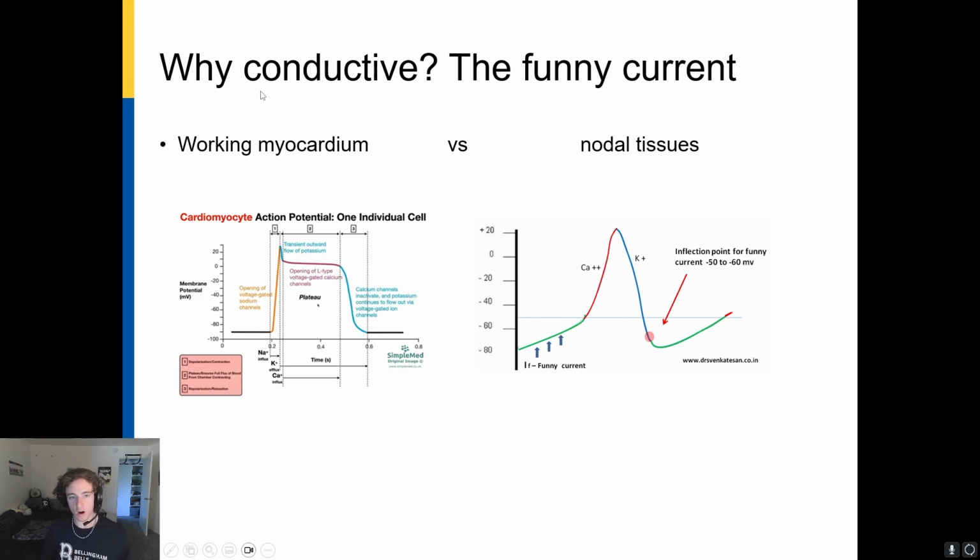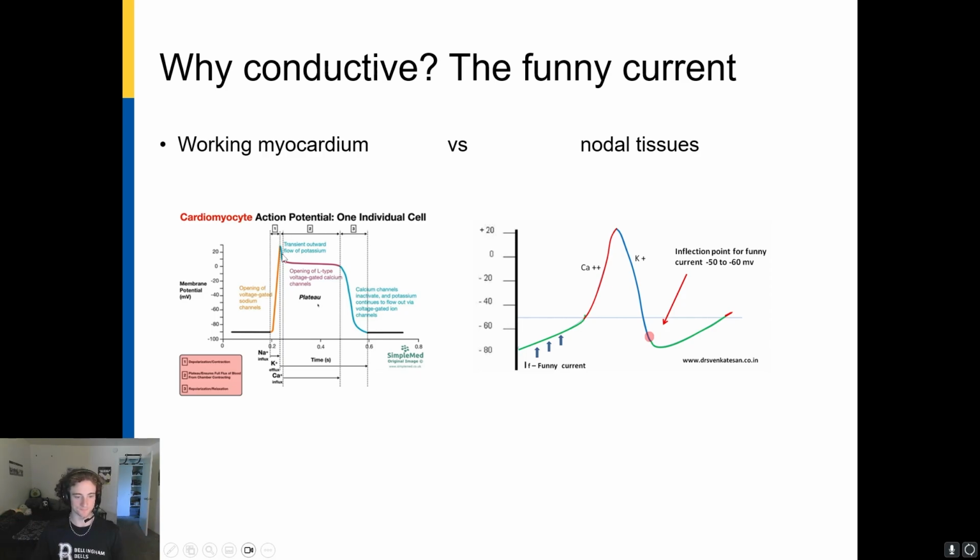So why are these areas conductive? What's the difference between conductive tissue and working myocardium? Here, I've got some diagrams. Maybe you already know about this. It's pretty simple physiology of the heart. Here we're looking at the working myocardium. We see this really flat resting potential, and then we see huge sodium channels open, a massive signal increase, huge depolarization, and then it happens.